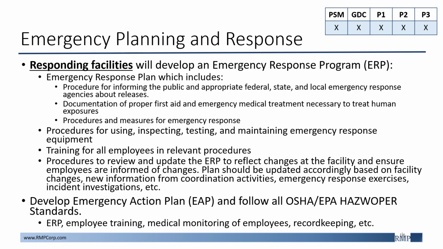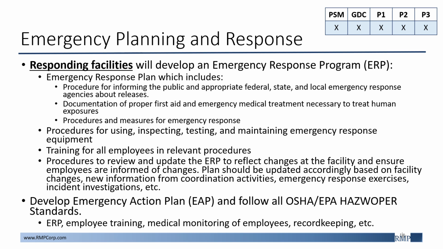And responding facilities are required to develop an emergency response program, which includes procedures for informing the public and appropriate federal, state, and local emergency response agencies about releases, documentation of proper first aid and emergency medical treatment that is necessary to treat human exposures, and measures for emergency response. In addition to the emergency response plan, they should also have procedures for using, inspecting, testing, and maintaining emergency response equipment, training for all employees in the relevant procedures, and a review and update of the ERP to reflect changes at the facility, ensuring employees are informed of the changes.